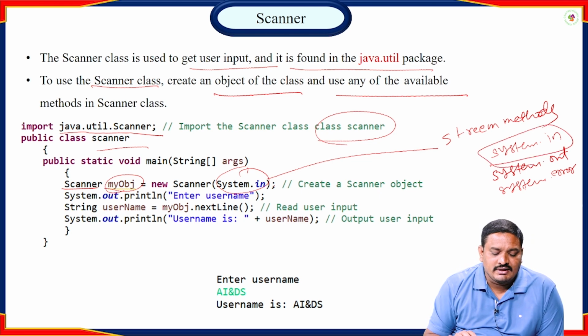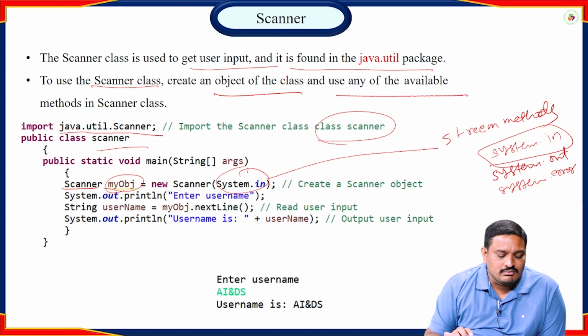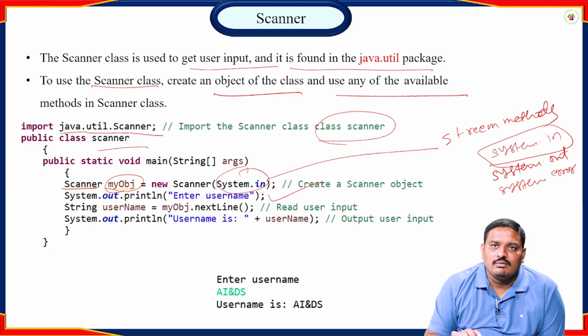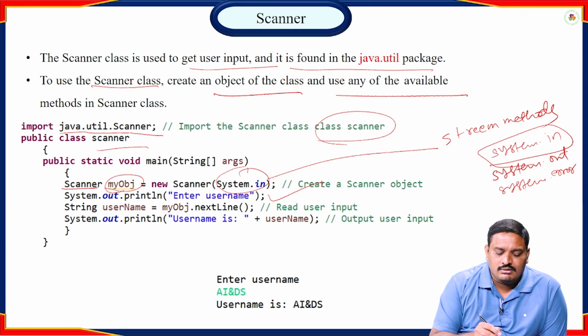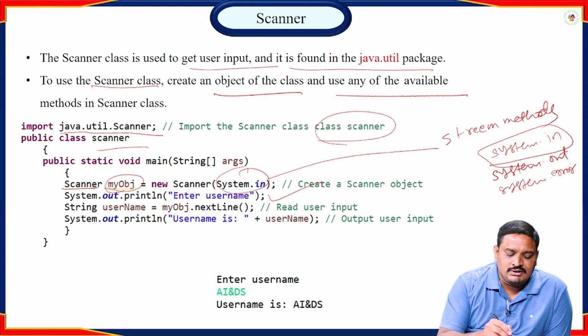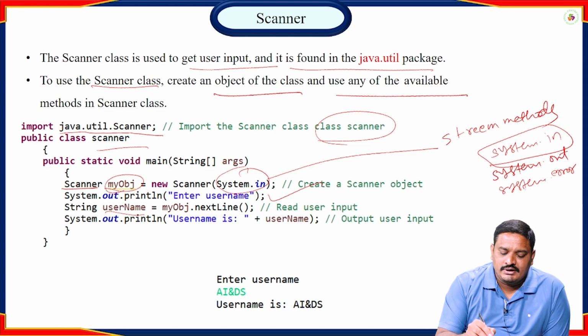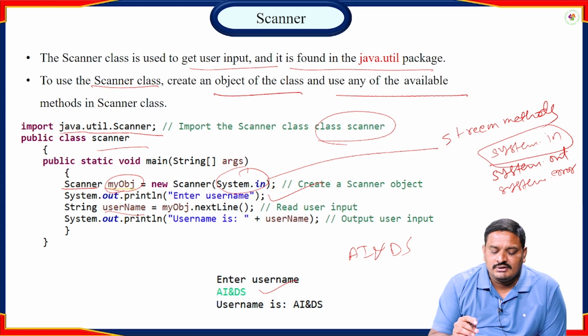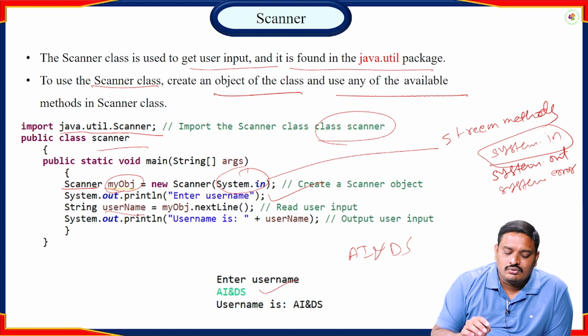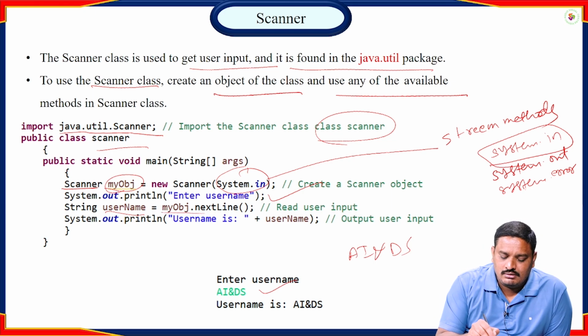First we are creating the object of the particular class. We enter one name, and after that we can read the name by using this username. For suppose I enter the name as AIDS name.